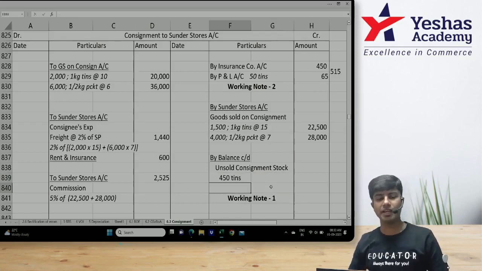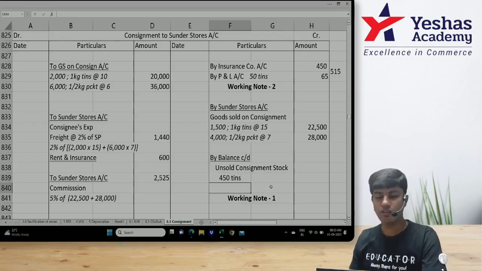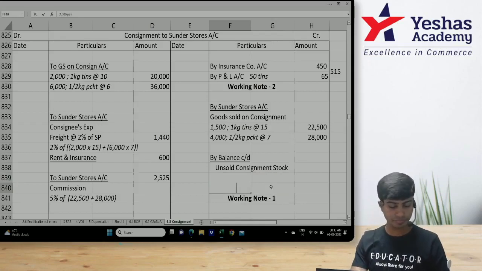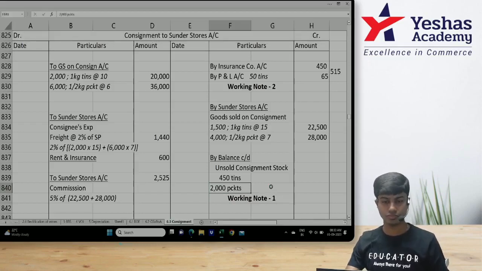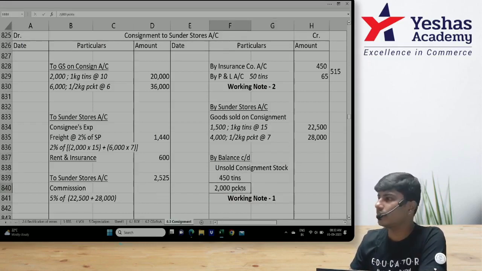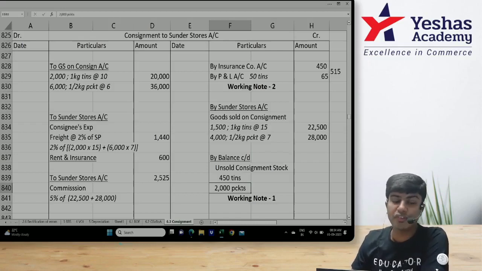Correct. How many packets? 6000 packets were sent. 4000 are sold, so 2000 are left. Clear everyone: 450 tins and 2000 packets. This is what is being sold, and this is what is being left unsold. We need to find the value of this.